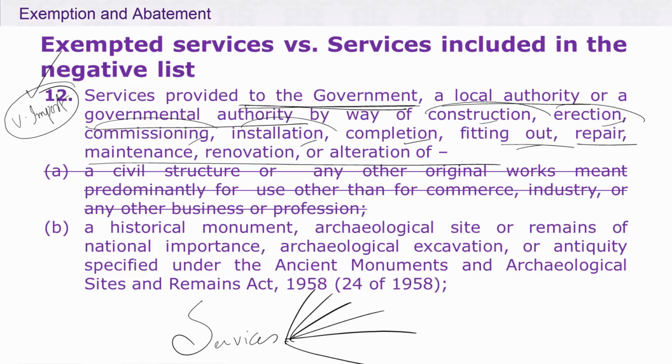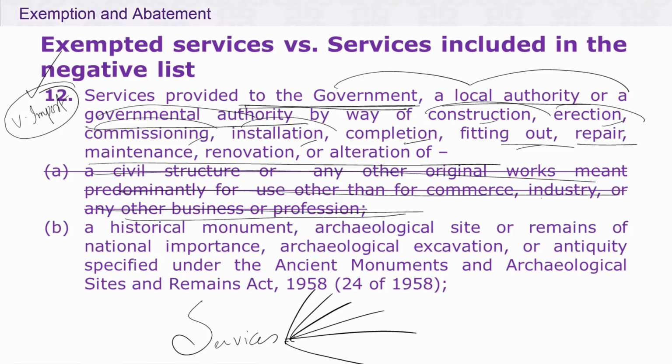For these three categories, government, local authority and governmental authority, there were as many as 6 services which were exempt earlier. Now the list has been reduced to 3 only, and the remaining 3 have become taxable. What are they? First one, civil structure or any other original works meant predominantly for use other than as commerce, industry or any other business or profession. If it was there, now it is taxable.